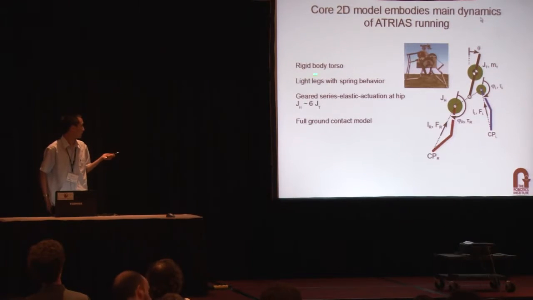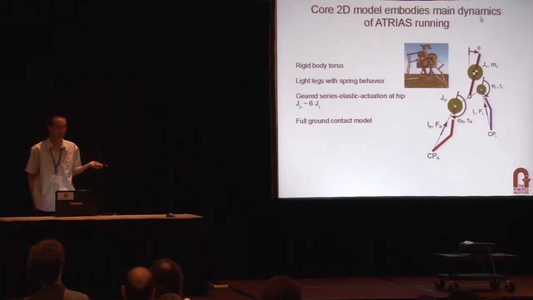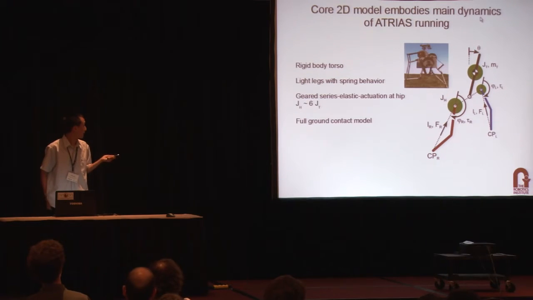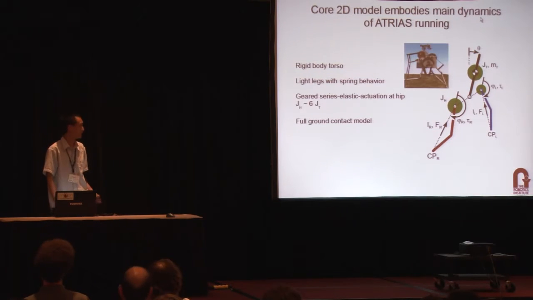So we gave it a rigid body torso. So this is, well, I'm sorry, I forgot to mention this at the beginning. We are motivated by the Atrius robot being worked on at Oregon State with Jonathan Hurst and his team. So we give it a rigid body torso. It has light legs. And while the legs are light, the geared actuation at the hips give it significant hip inertias. So we still have to worry about that, meaning if you try to drive your swing leg to some placement, it's going to have a drastic effect on the torso. And then we give it a full ground contact model as well with dissipative energy and stiction slip.